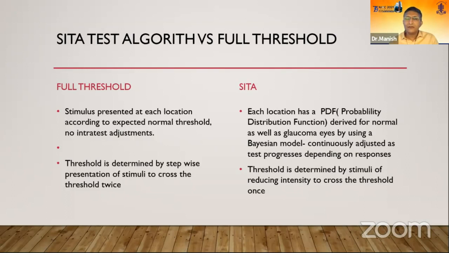And in the full threshold, the threshold is determined by stepwise presentation of stimuli across the threshold twice. So it is increased by 2 decibels and then reduced by 1 decibel to cross the threshold twice.